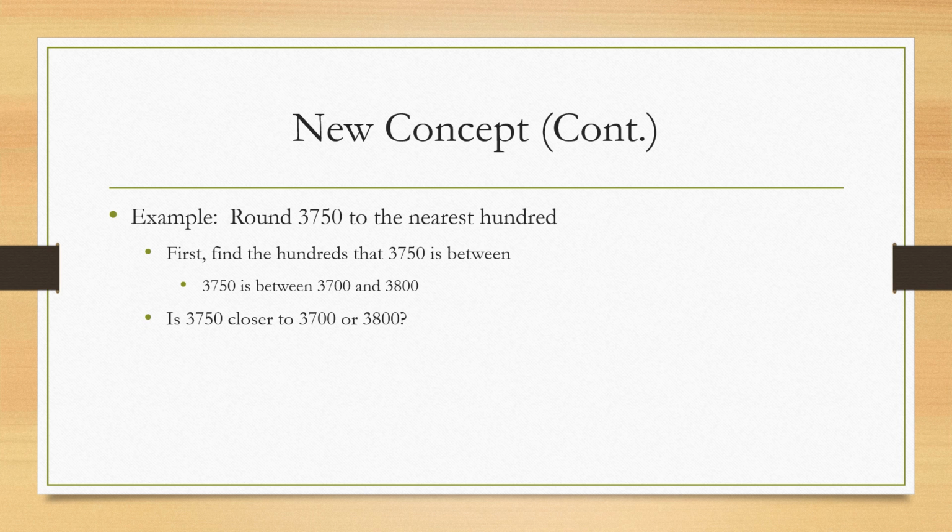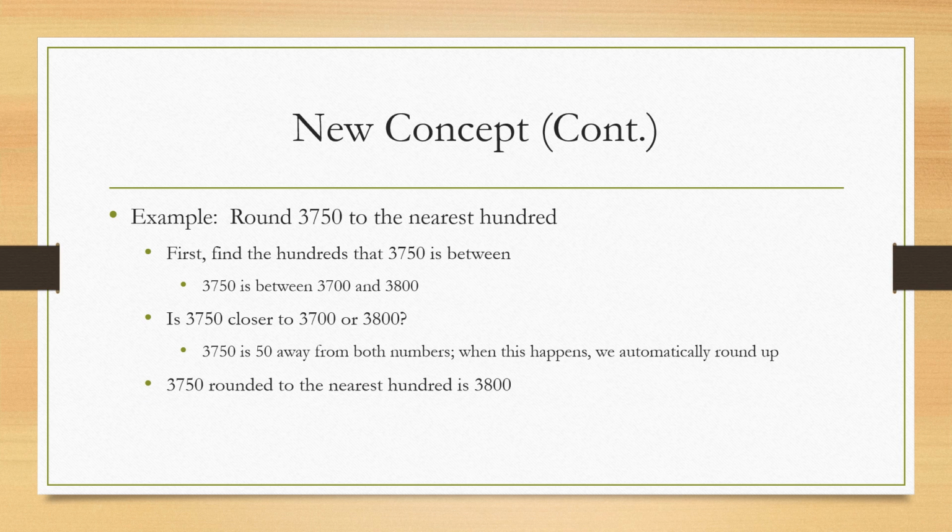Now, which is it closer to? This one's a little trickier because it's 50 away from both. It's 50 away from 3,700 and it's 50 away from 3,800. When that happens, when the number is exactly halfway between the two numbers, we automatically round up. So 3,750 rounded to the nearest 100 is 3,800.